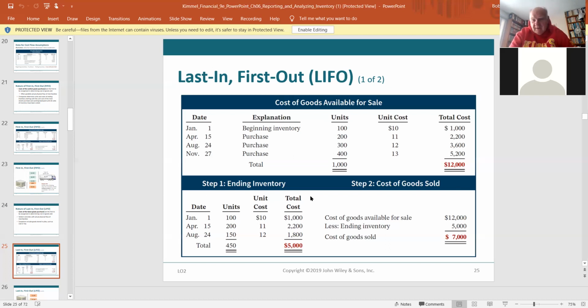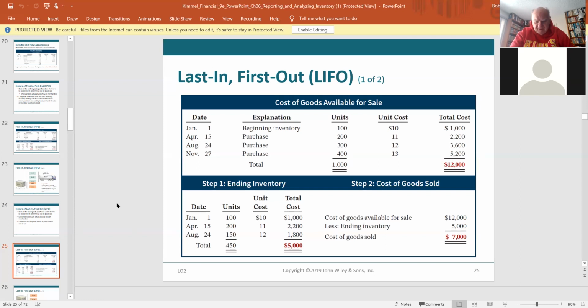Keep in mind that total available cost minus ending inventory equals cost of goods sold. Total cost minus cost of goods sold equals ending inventory. So when you're doing these problems and they say, give me the cost of the inventory and give me the cost of goods sold, once you have one, you automatically have the other.